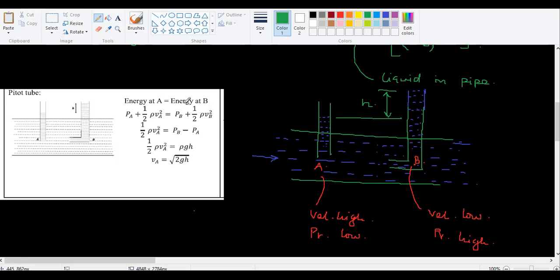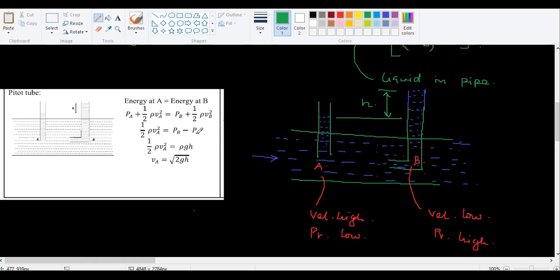And then I can use the same principle which I used in the previous case. So let's go through this. Energy at A is equal to energy at B. Energy at A is pressure at A plus half rho VA square, equal to PB plus half rho VB square, no doubt in it. Potential energy is not considered because it is at the same height, so both will get cancelled. I want to find the velocity, right? Half rho VA square. So PA goes on the other side.